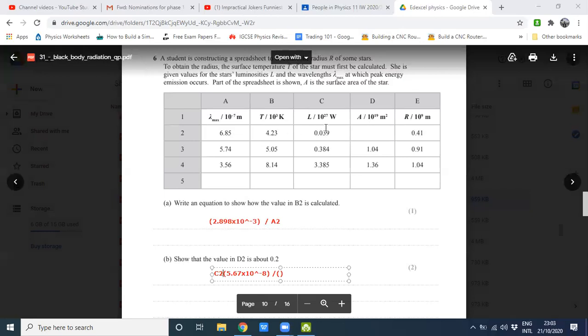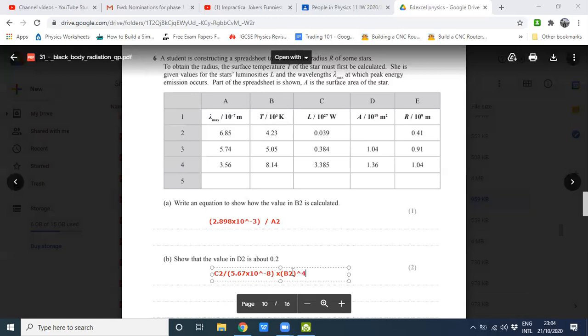So we are looking for this particular luminosity divided by these other values. So C2 divided by sigma times the temperature to the power 4. The temperature is B2, which is already in Kelvin, so nothing to worry about. B2 to the power 4.